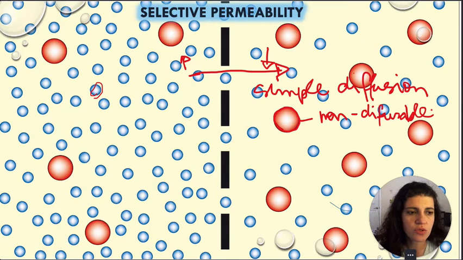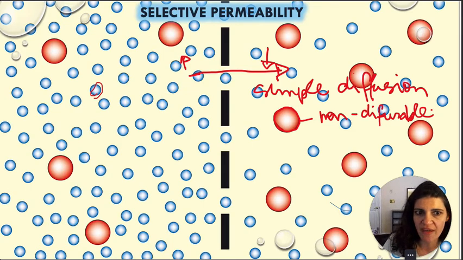So when the particle is non-diffusible, that means you need water to move in order to change the concentration here, right? Because the particle cannot move through that membrane. If the particle can move, then you're not going to have so much of an osmosis effect and more of a simple diffusion effect. Got it? So that's the difference between the red and the blue particle.